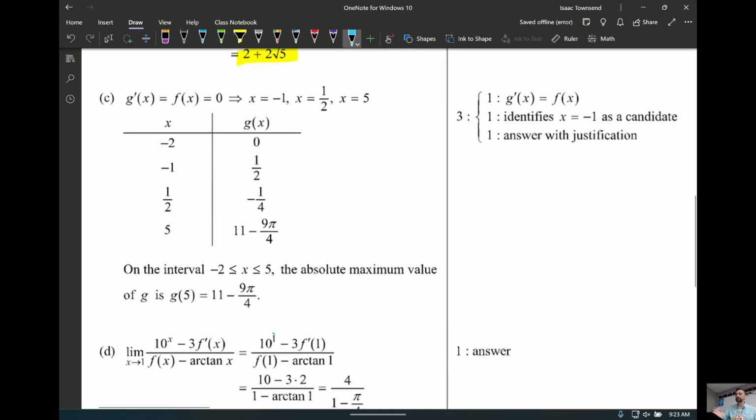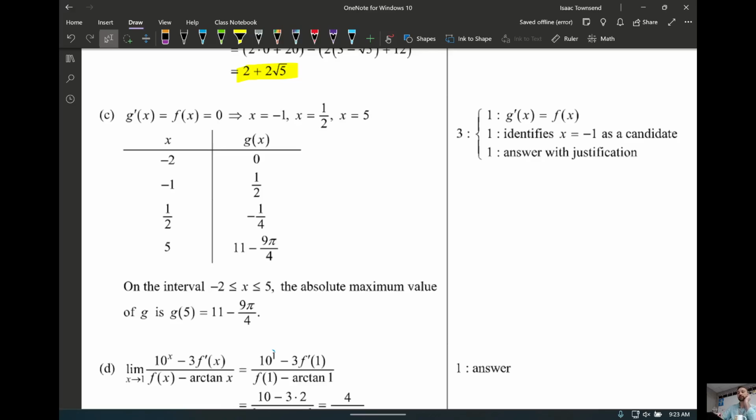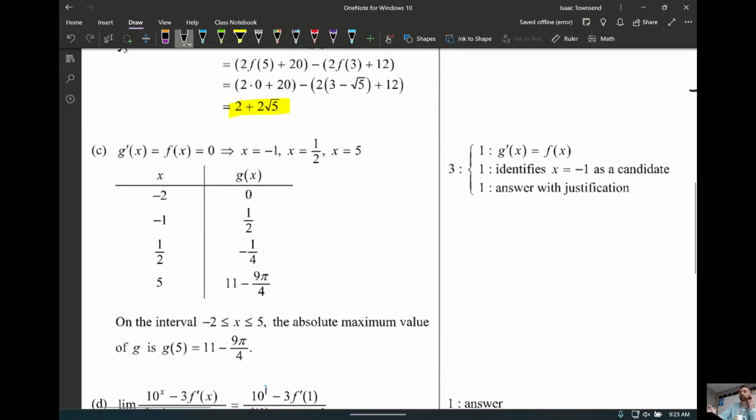Okay, part C. So this is a very common thing that comes up with these questions. It asks you to find the absolute max value. So to me, that reminds me of extreme value theorem. Notice their answer guide here says nothing about extreme value theorem. You don't have to name it. But the nice thing about extreme value theorem is it told you what could possibly be the biggest and smallest points, the absolute maxes and absolute mins. It tells you to check endpoints, which notice were the endpoints here, -2 and 5.